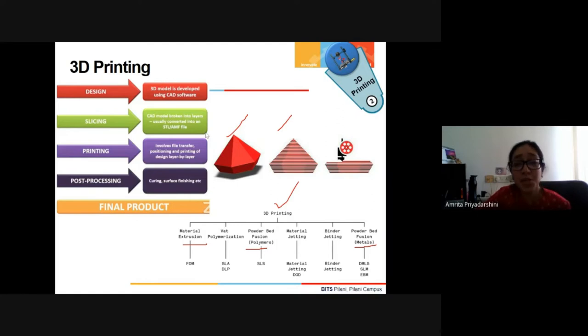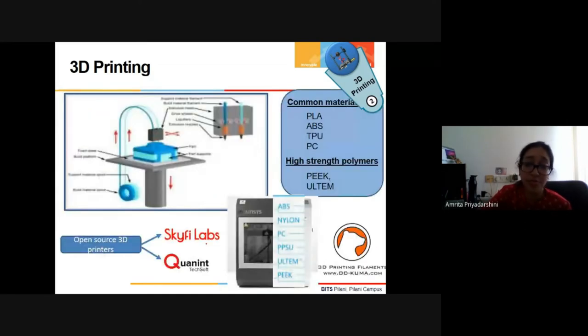Out of this, FDM is one of the most commonly used. You might be using these techniques in your labs also. Here, the name says fused deposition. The starting part is basically the filaments, okay? The raw material is in the form of filaments, and these filaments are extruded out of the nozzle. This nozzle is heated, and as it gets extruded, it gets deposited layer by layer, and as they are deposited, they fuse layer by layer. Fusion takes place. That is how it is fused deposition.